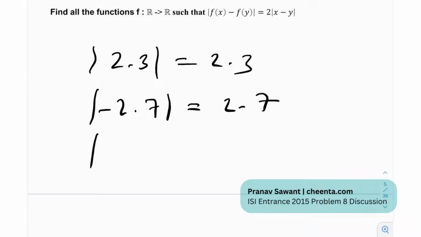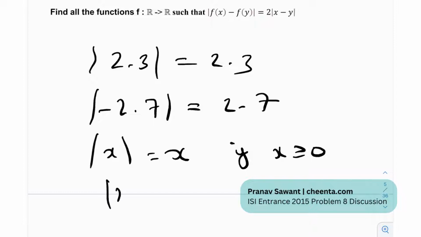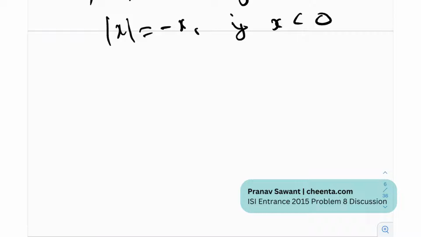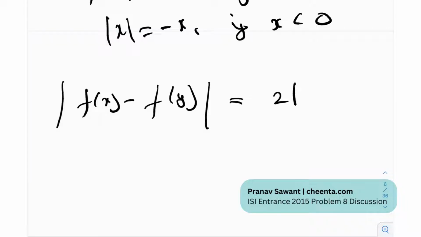More formally, mod x is x if x is greater than or equal to 0, and mod x is negative x if x is less than 0. There are just some formal things that are good to know. But in this question particularly, they've given us that the modulus of f of x minus f of y is equal to twice of mod of x minus y. Okay, great. So what can we do?